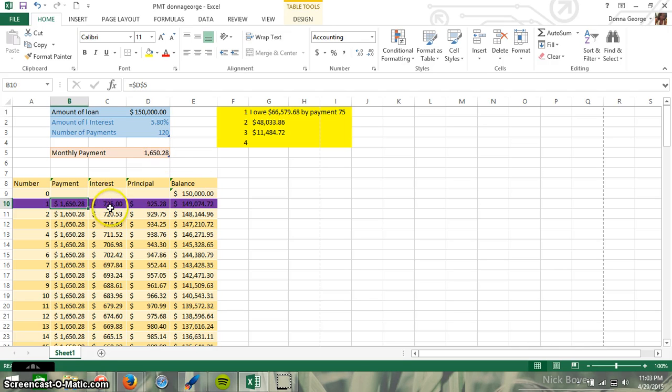And then for the interest, the formula I put in was E9, which would be the balance, times the absolute value of D2, which would be the amount of interest, and divide that by 12, and that would be $750. That's not $750. That's $725. I'm sorry. My screen has lines in it, but that's besides the point.